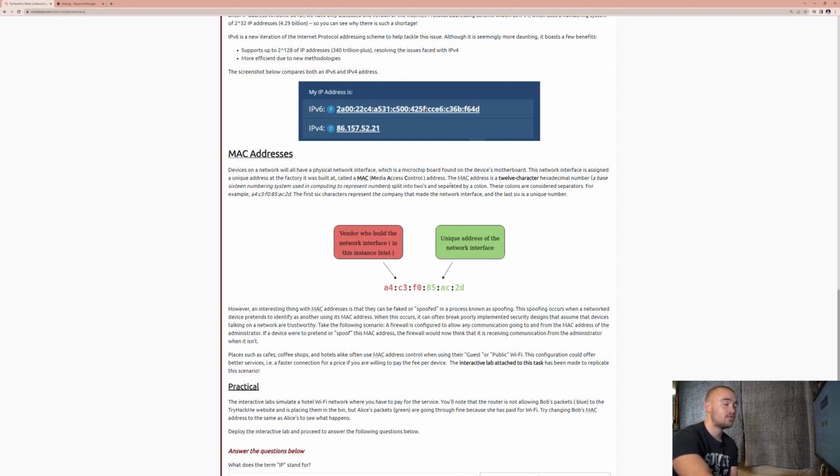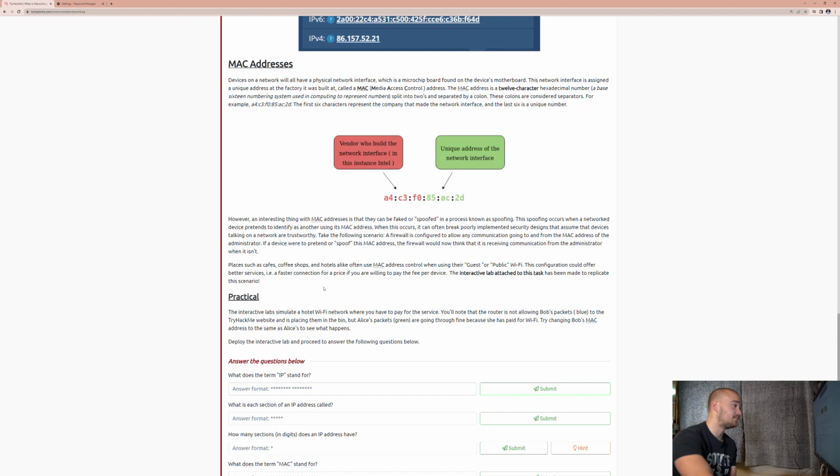Sometimes your IP address, when you go from location to location, will get assigned a different IP address, but your MAC address will always be the same. But this is an interesting thing. It says, however, the interesting thing with MAC address is that they can be faked or spoofed in a process known as spoofing. This spoofing occurs when a network device pretends to identify as using its MAC address. When this occurs, it can often break poorly implemented security designs that assume that devices talking on a network are trustworthy. Take the following scenario.